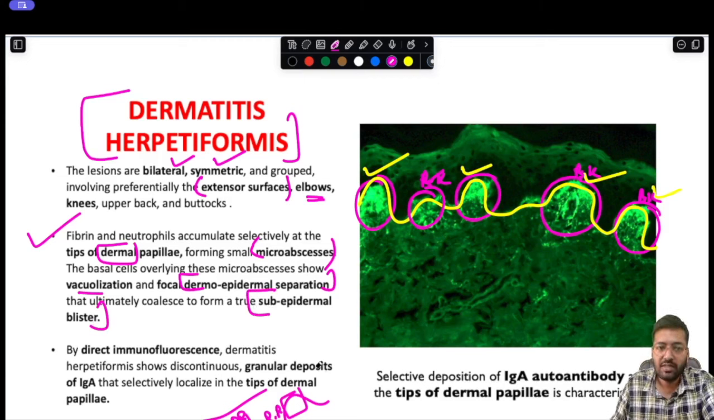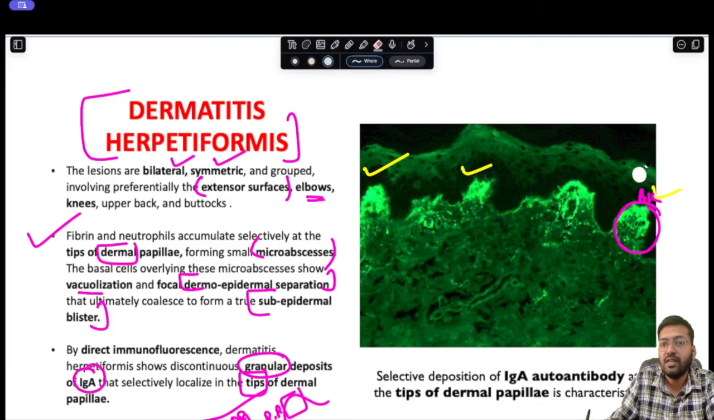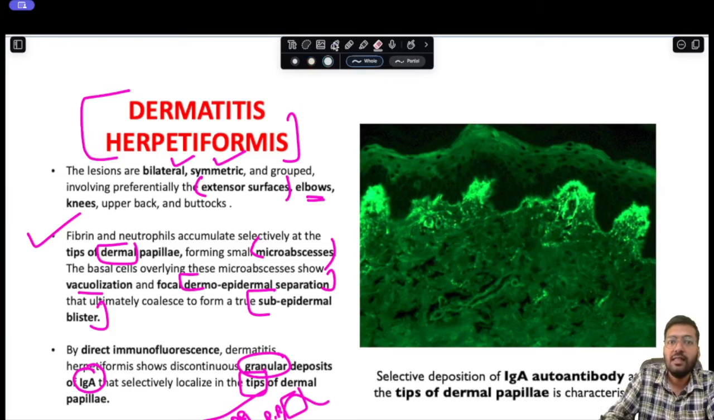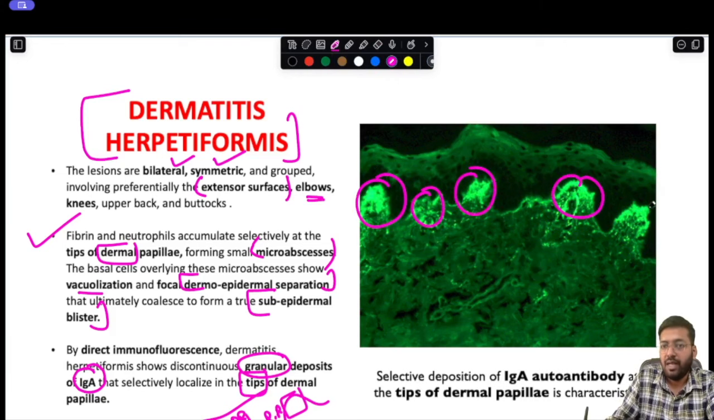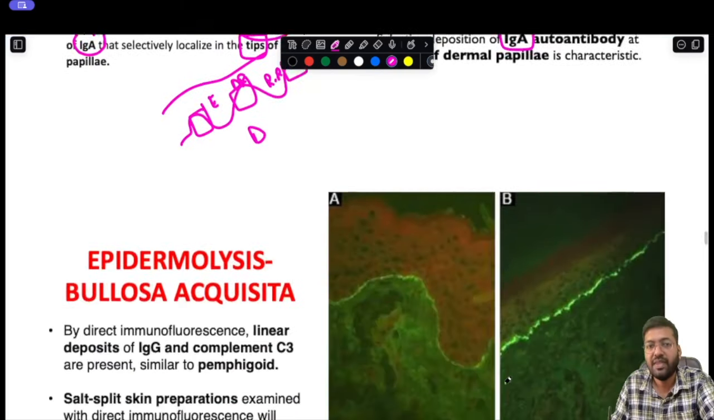By direct immunofluorescence, dermatitis herpetiformis will show discontinuous granular deposits of IgA that selectively localize at the tips of the dermal papilla, as we can appreciate over here. So can you see over here, these are the IgA deposits selectively at the tip of the dermal papilla. Okay, this is very characteristic. And which antibody? IgA autoantibody is depositing over here in case of dermatitis herpetiformis.